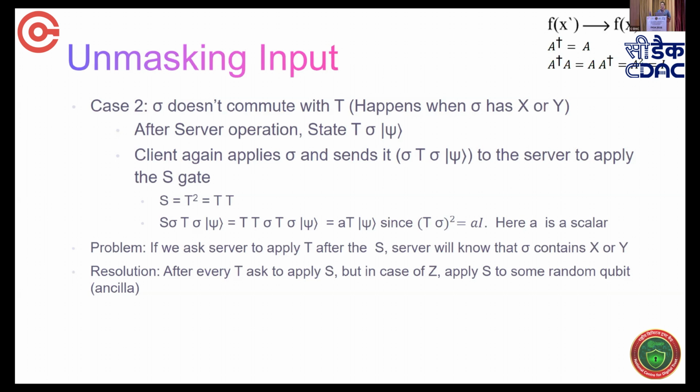So what we can do is, irrespective of whether it commutes or not, every time I will ask it to apply the S gate on the input. When it commutes, the only thing is I will send it a dummy qubit to apply the S gate. So sometimes I require it to apply the S gate, another time I will send it a dummy to apply on this dummy qubit. The server will not know. It will only know that I have to apply first operation T and second operation S.